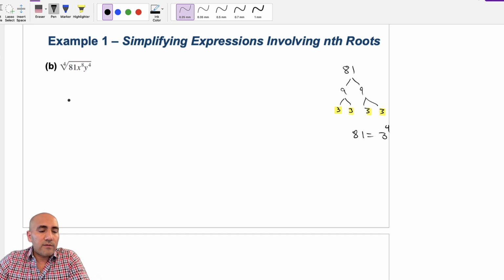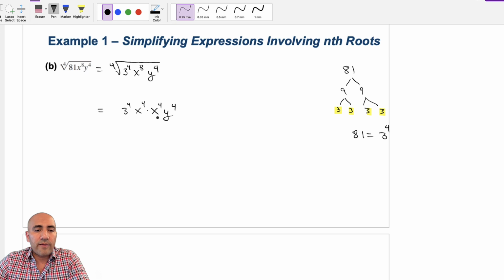Okay, so I'm going to come over here, and I'm going to say that this is the same thing as the 4th root of 3 to the power of 4, x to the power of 8, and y to the power of 4. Again, there's a couple of different ways that you can do this, but I'm going to go ahead and separate this into two different terms. It'd be 3 to the power of 4. I'm going to separate x to the 4th power times x to the 4th power times y to the 4th power, and then the root of that.